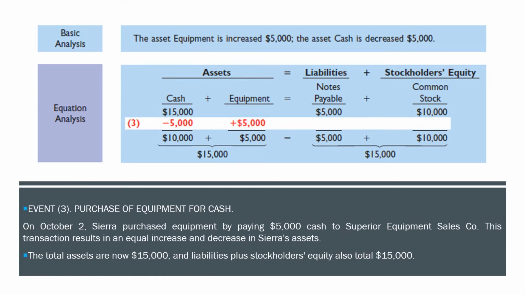Okay, so event 3, purchase of equipment for cash. On October 2nd, Sierra purchased equipment paying $5,000 cash to Superior Equipment Sales. This transaction resulted in an equal increase and decrease in Sierra's assets. Total assets now are $15,000 and liability plus stockholders' equity also totals $15,000.